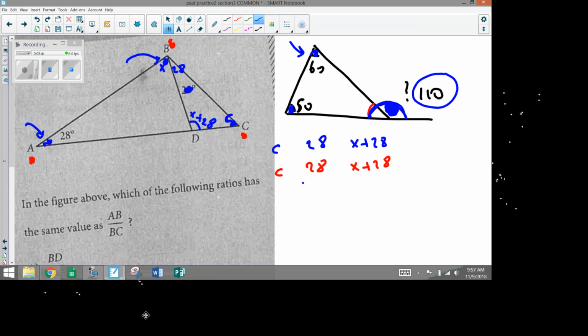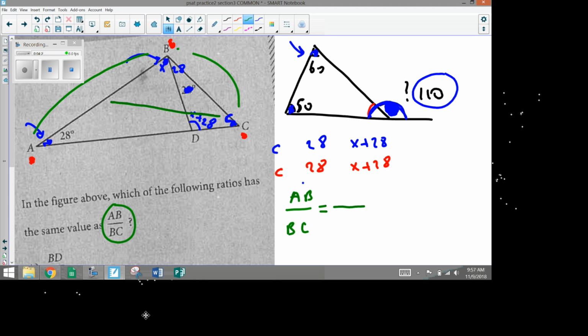So AB over BC. It's saying that the bigger triangle, AB over BC. Okay, let me write it down. Is that about the smaller triangle or the bigger triangle? The biggest triangle, right? AB over BC. Now I'm going to find the corresponding one on the smaller triangle. AB, I'll look at the bigger triangle. This side is looking at which angle? C. Okay, let me write it down.